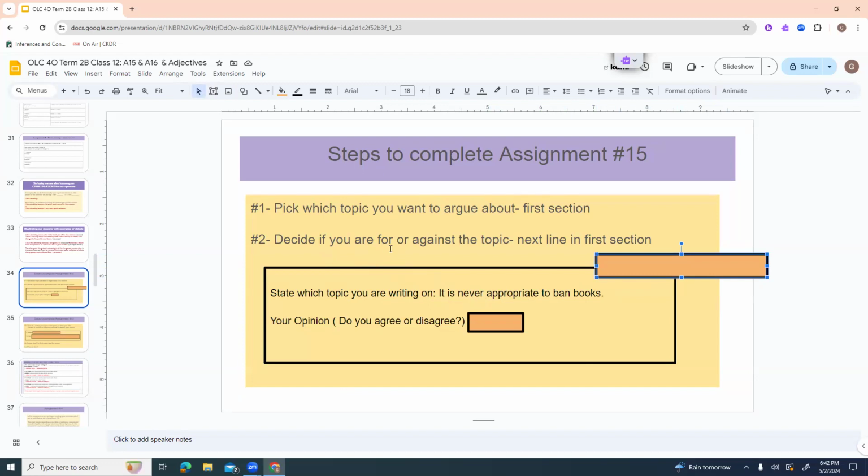Decide if you are for or against the topic, and then you put the next line. And all you have to tell me is, do I agree or disagree? It's all I need. I don't need anything bigger than here. So mine's really, really simple.